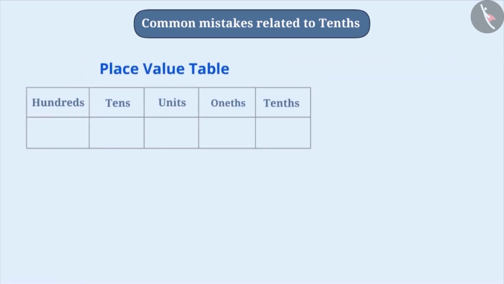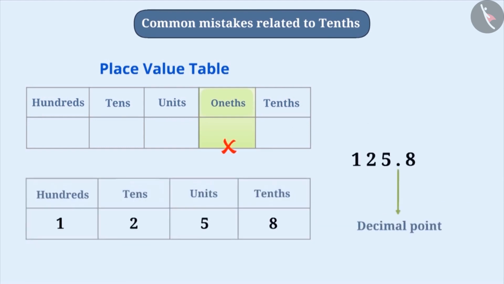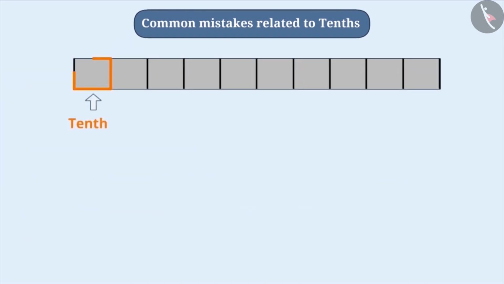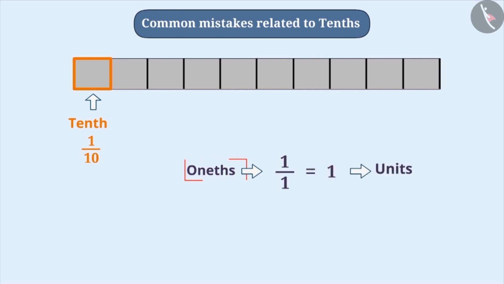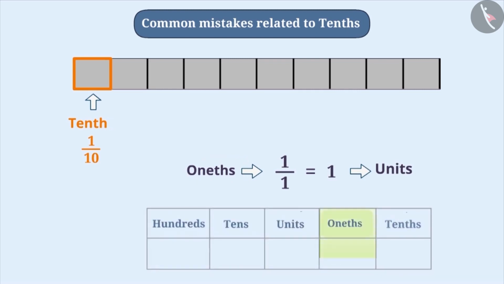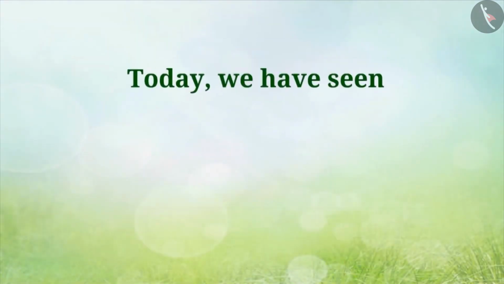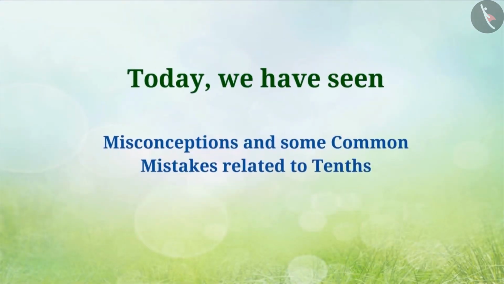Some students also add the place of oneths after the place of units, although there is no such place. Tenths position is after the decimal point. The tenth part of a thing is represented as 1 by 10. So oneth means 1 by 1, which means 1, and we represent 1 in the units place only. So we don't require the oneth position, and that is why we don't show it. Today, we have seen some misconceptions and common mistakes related to tenths.